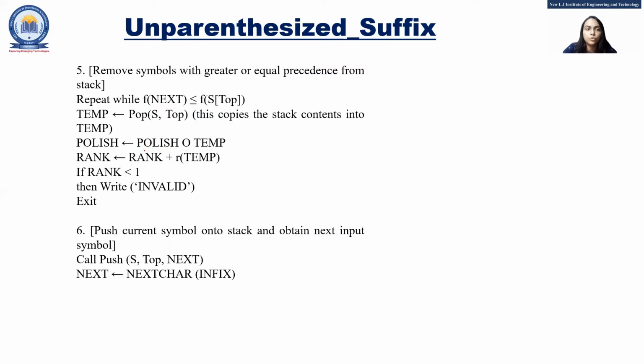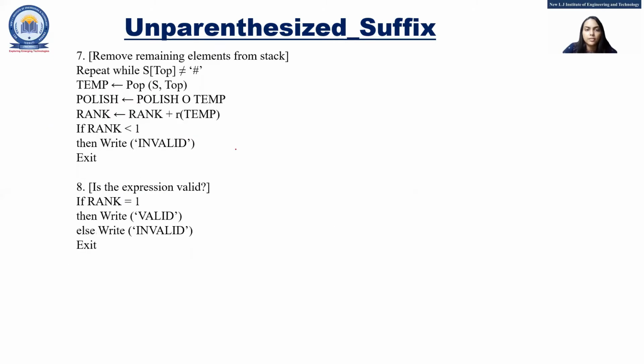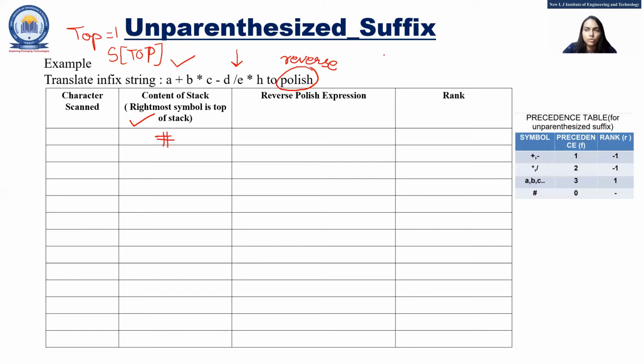What does step 2 say? We have to initialize the output string, which is our postfix, and the rank count. Initially rank is 0 and the string is empty. So can you see here, the rank is currently 0. Okay, and the string is empty. Currently it is blank because we have not started the process.